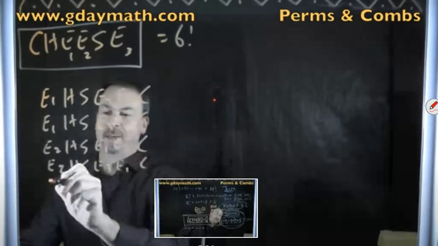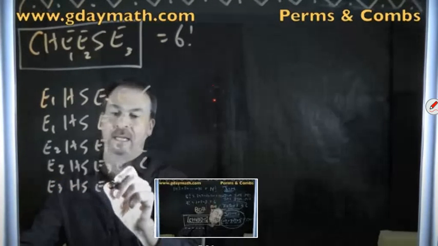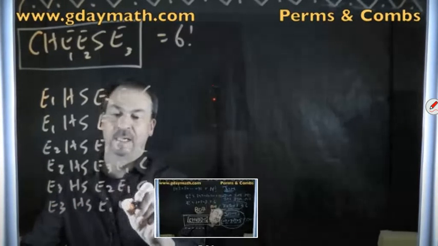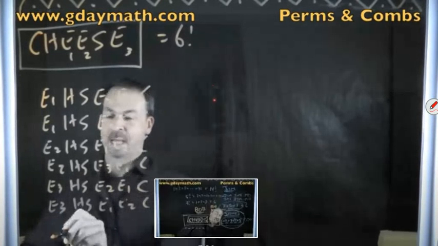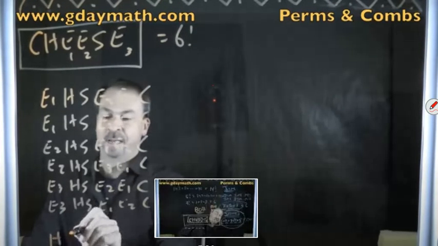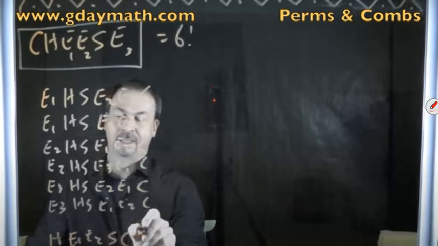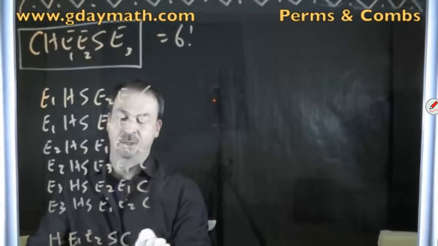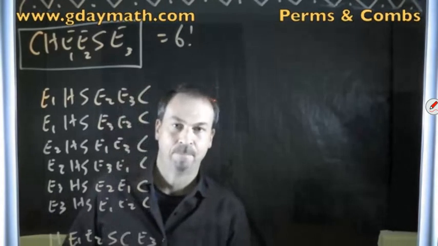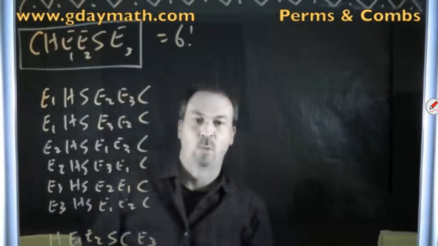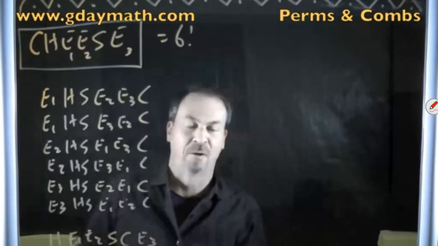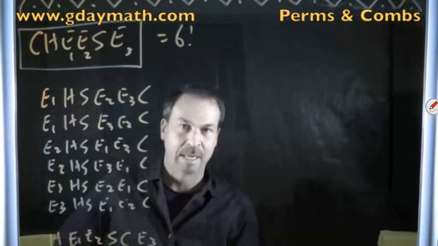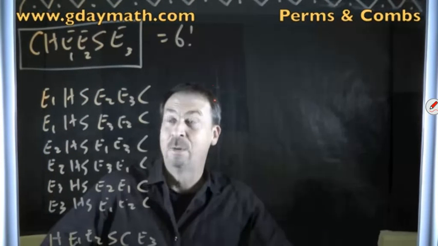You see I'm being more systematic. E3, H, S, E2, E1, C. E3, H, S, E1, E2, C. And then there's H, E1, E2, S, C, E3, H, E1, E3, S, C, E2, and so on. I could list all of the different ways, and I was systematic, so you can see the basic structure of my answers. The real question is, the 1s, 2s, and 3s that distinguish the E's are something I created. They won't be part of the problem.